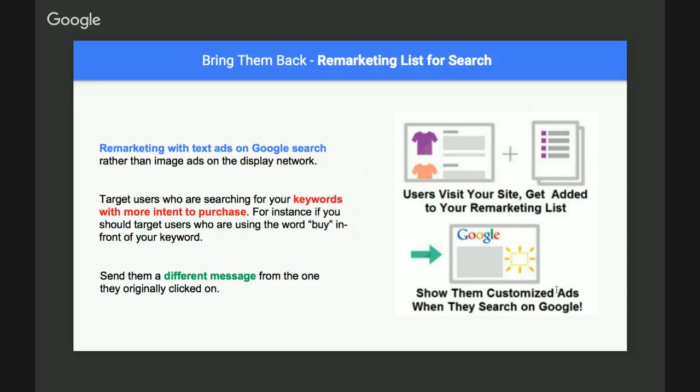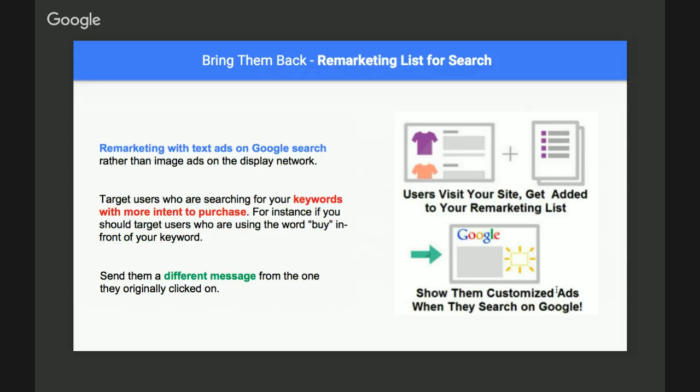And you want to target users who have a little bit more intent to purchase and send them a different message. So let me give you an example of how or who would do something like this. So let's say I am a cruise. I sell cruise packages to all over the world. So I'm running a bunch of campaigns for display campaigns, top of the funnel campaigns, people searching for vacations and getaways.